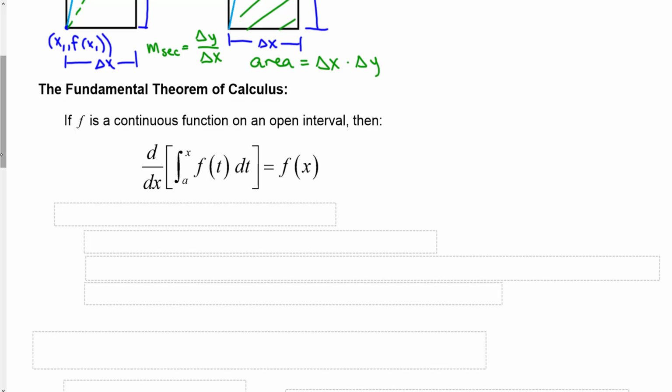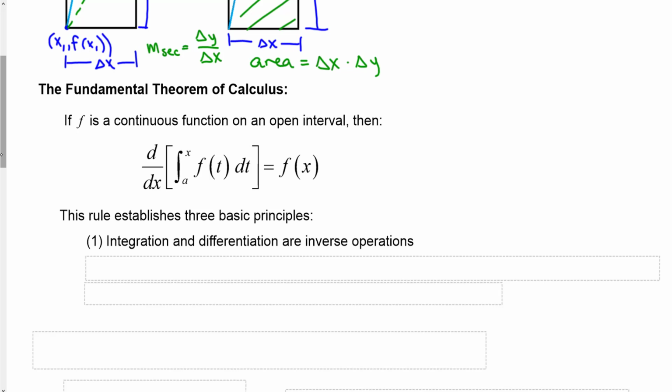fundamental theorem. What this statement does, it establishes three basic principles for us. One is that integration and differentiation are inverse operations, because the statement of this rule tells me that if I integrate a function with respect to some variable, and then I differentiate that, then I end up with the original function that I integrated in the first place. So they've undone each other, so they're inverses.